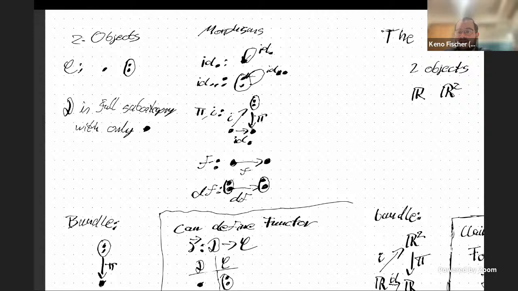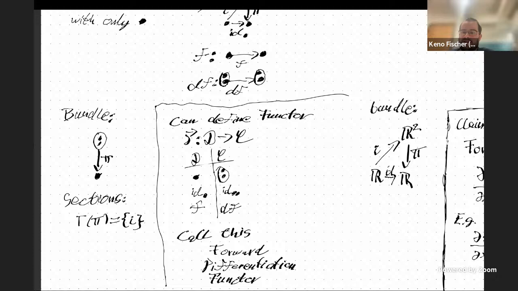Question: are you going to relate what you're talking about to differentiation? Next slide, yes. Okay, cool. Okay, so we're happy on this category and this functor. Okay, next slide.